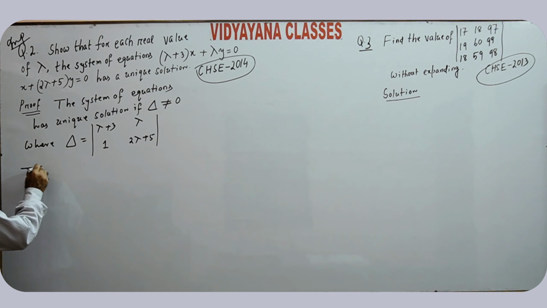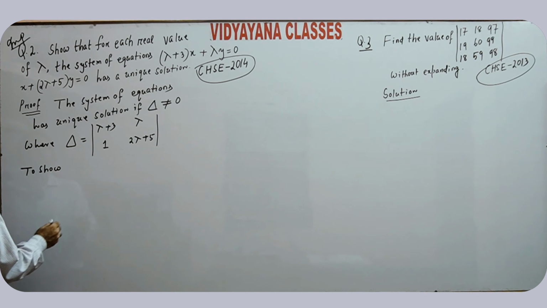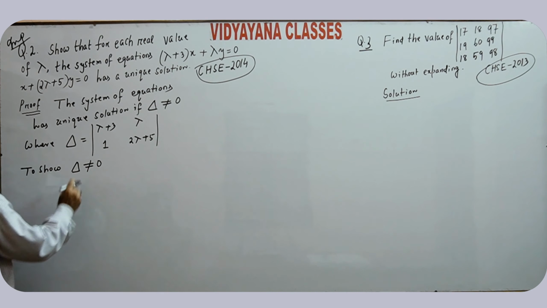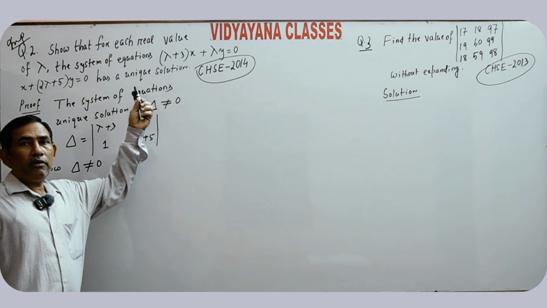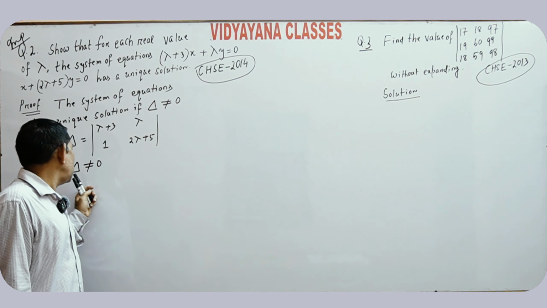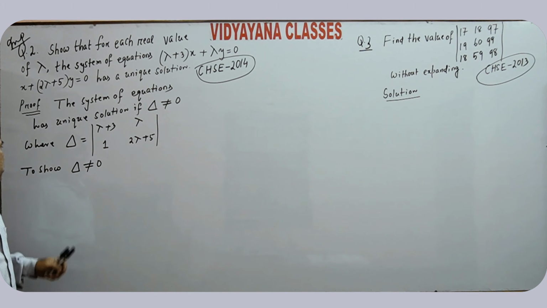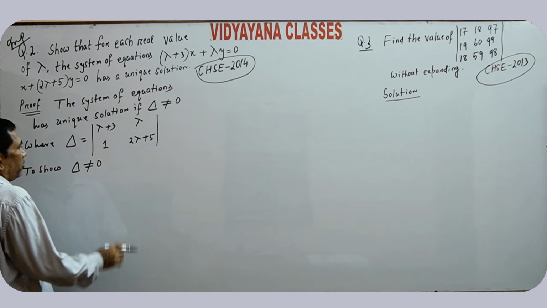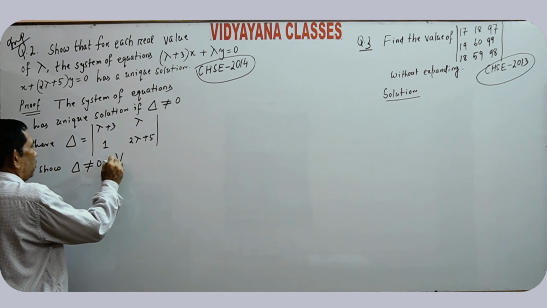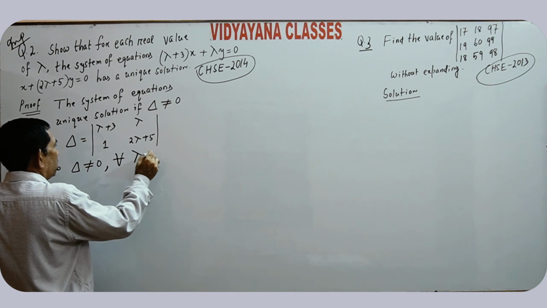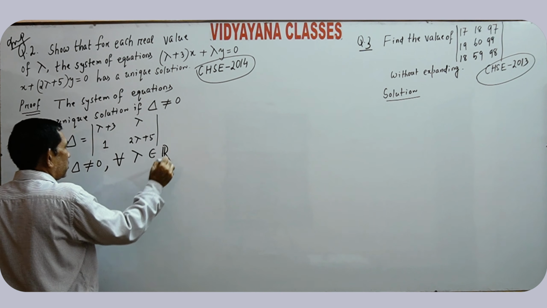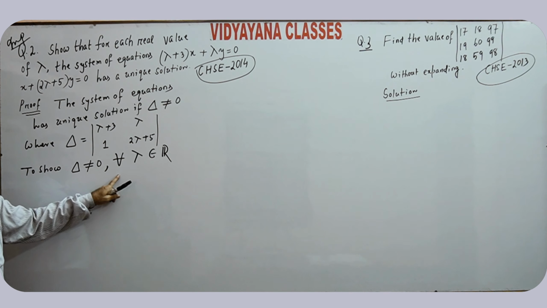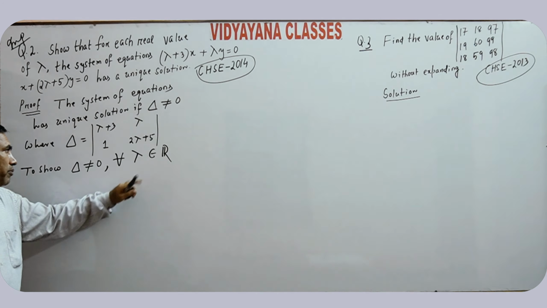To show lambda not equal to 0, since the system of equation has unique solution, for unique solution del not equal to 0. To show del not equal to 0 for all lambda belongs to set of real numbers. We have to prove del not equal to 0 for all lambda belongs to R.